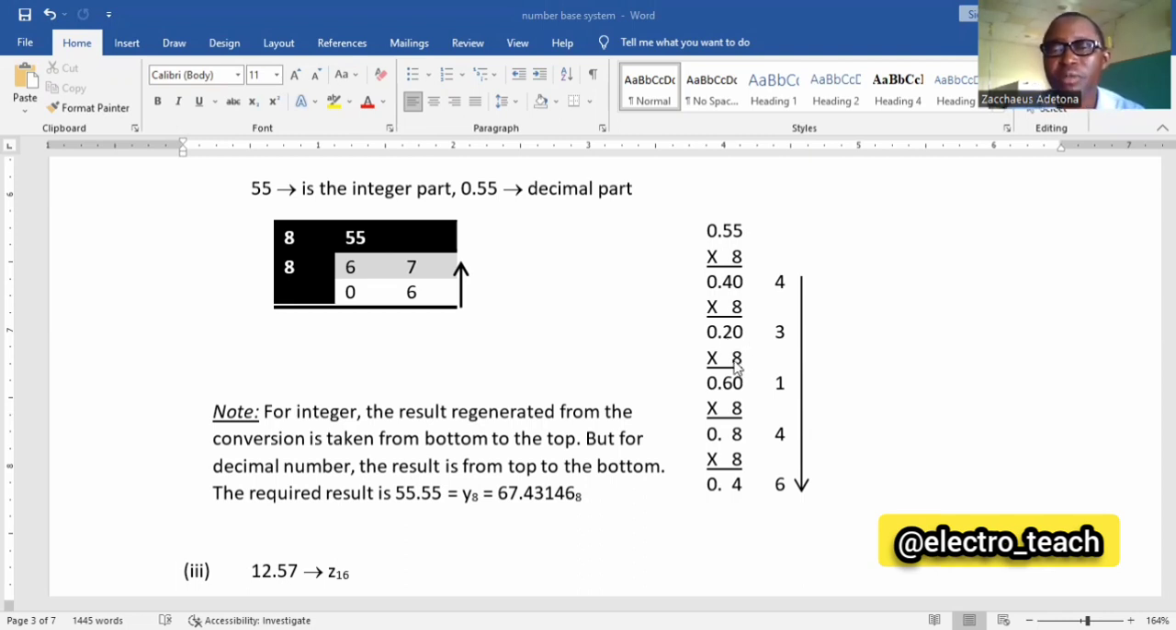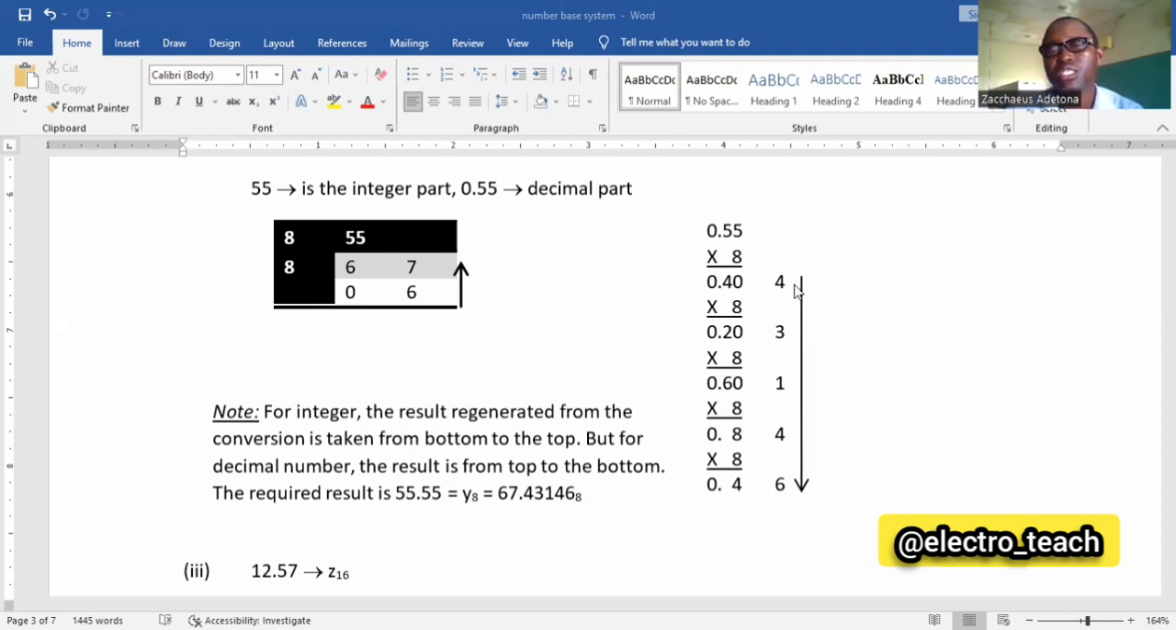You go ahead again, 8 multiplied by 0.2, you get 1.6. Take out the whole number part and retain the remaining one. Now go ahead again, 8 times 0.6, you get 4.8. You take the whole number 4 out, and retain 0.8. You go ahead again and do 8 times 0.8, we have 6.4. You take out the whole number 6 and retain the 0.4.